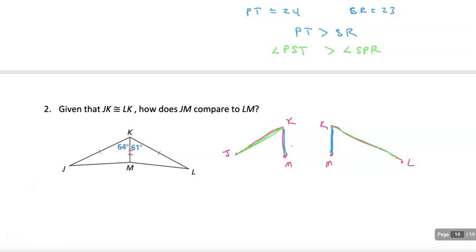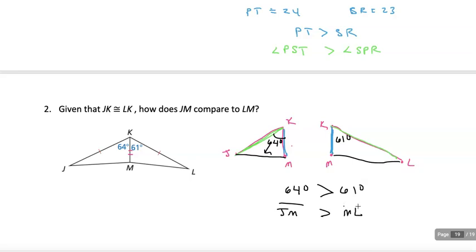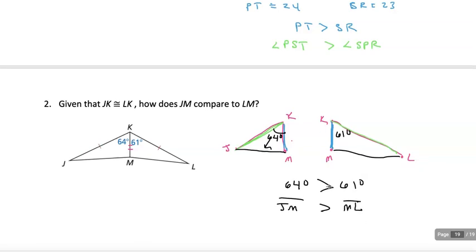And now lastly, all I'm asking is which third side is bigger. Is JM bigger than ML, or is ML bigger than JM? It's going to depend on that angle right there. This one has a 64-degree angle, and this one has a 61-degree angle. Since 64 is bigger than 61, JM is going to be bigger than ML, or LM. Alright, that's all we got there.